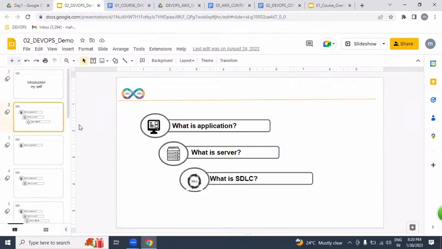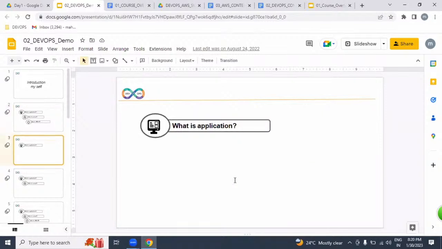So before starting the session, I have 3 questions. What is the first question, guys? Please, anybody help me? Application. What is the second question? Server. What is the third question, please? What is SDLC? First, let us discuss what is an application.